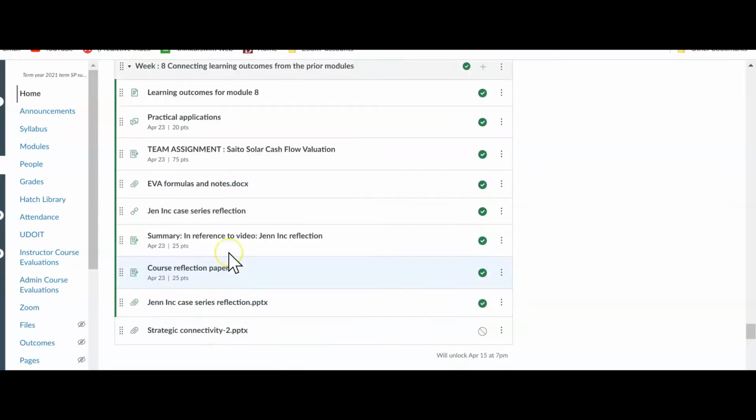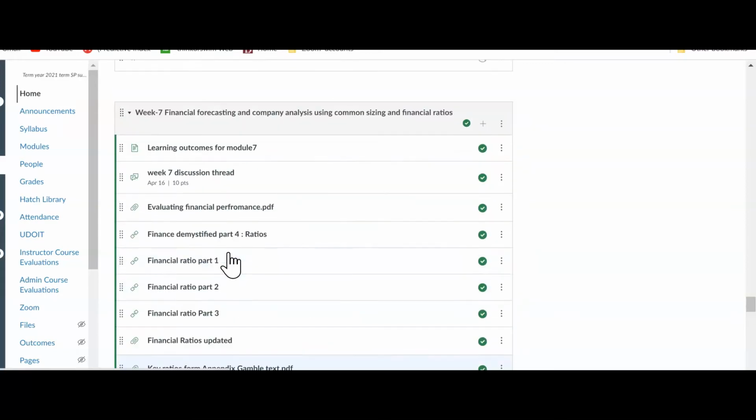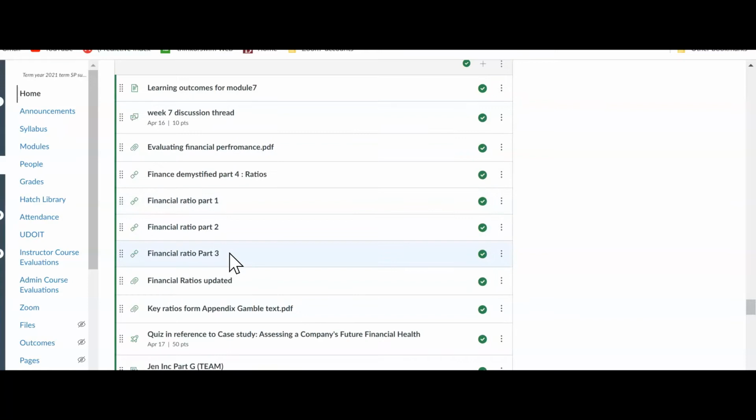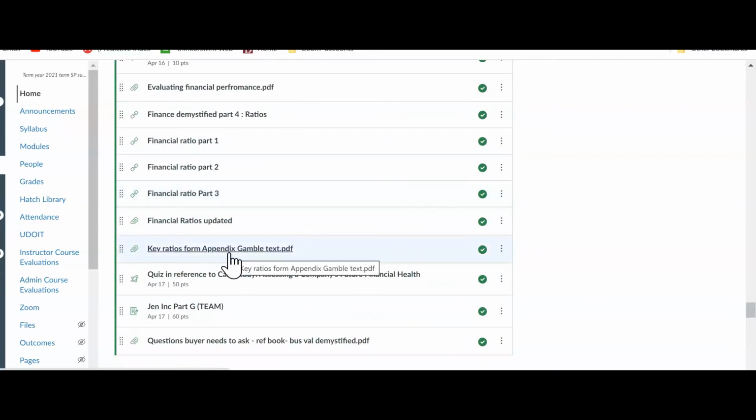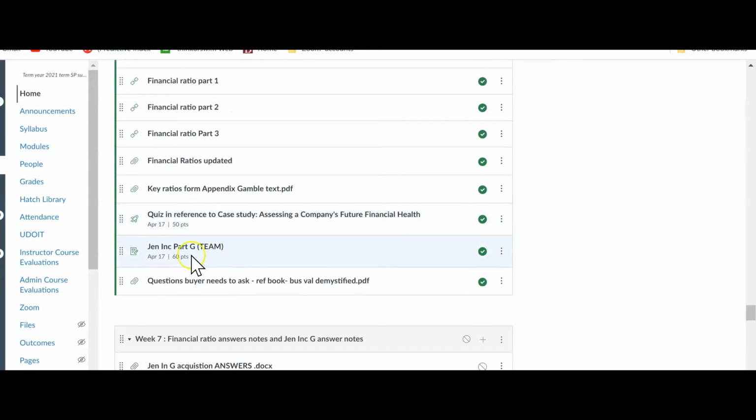So you're getting close to the end of the semester. Again, very quickly, this week, you're going to learn about ratios. It's basically a refresher on ratios. You already know about it. But you're going to learn about acquisition in this class, and in this week in Part G.